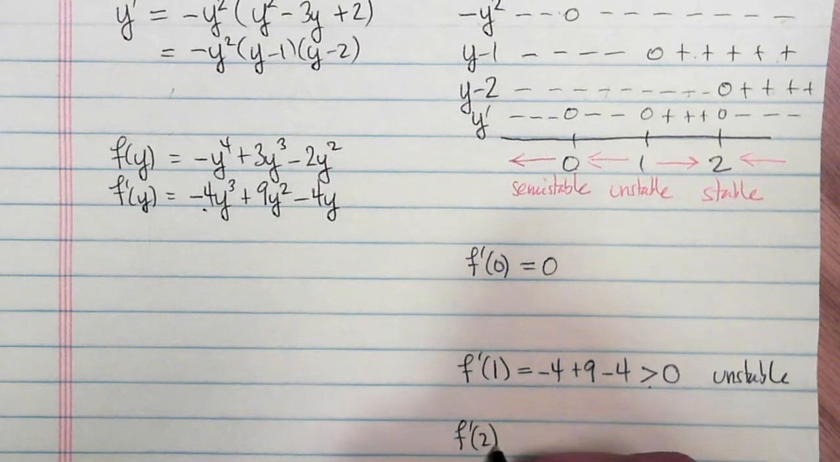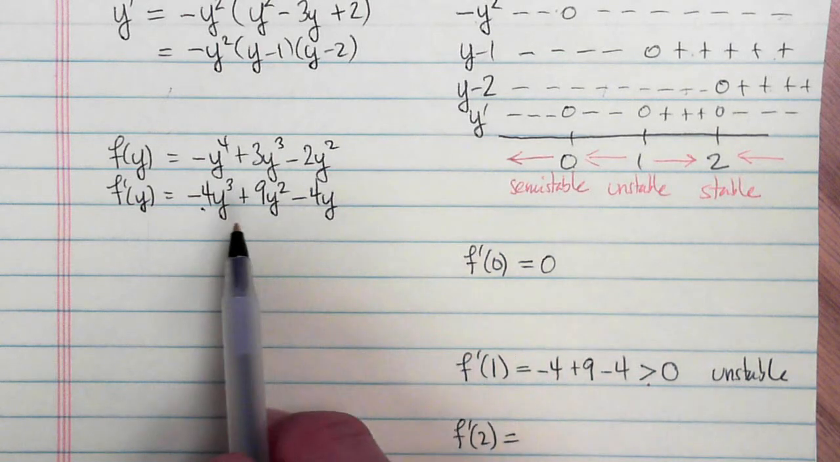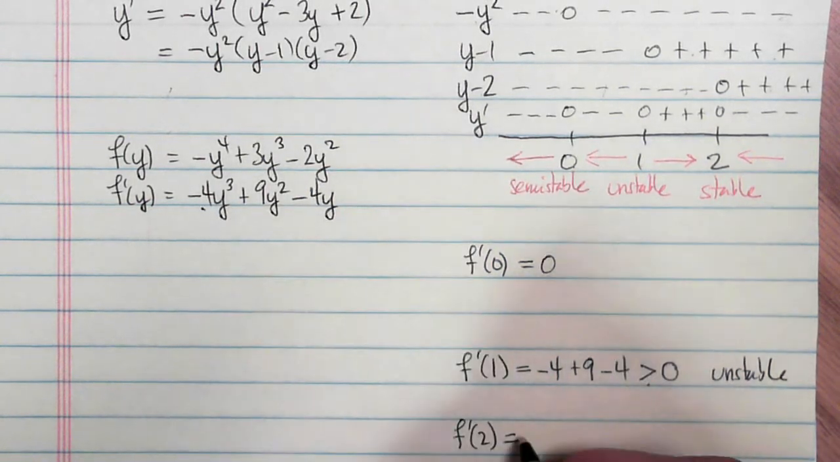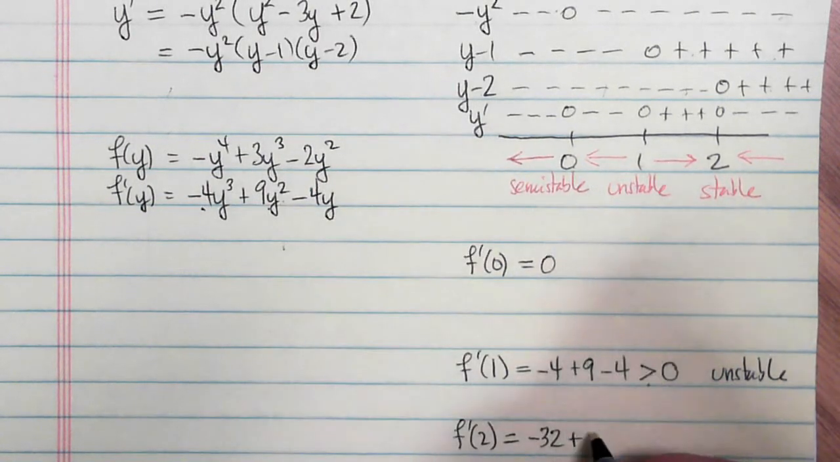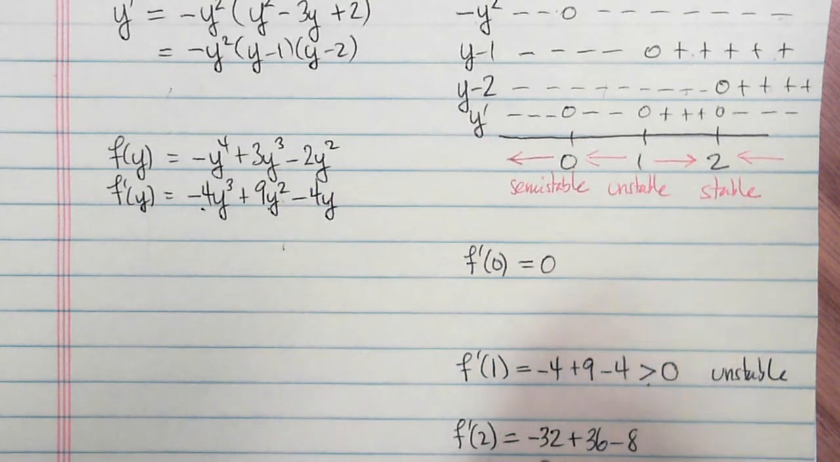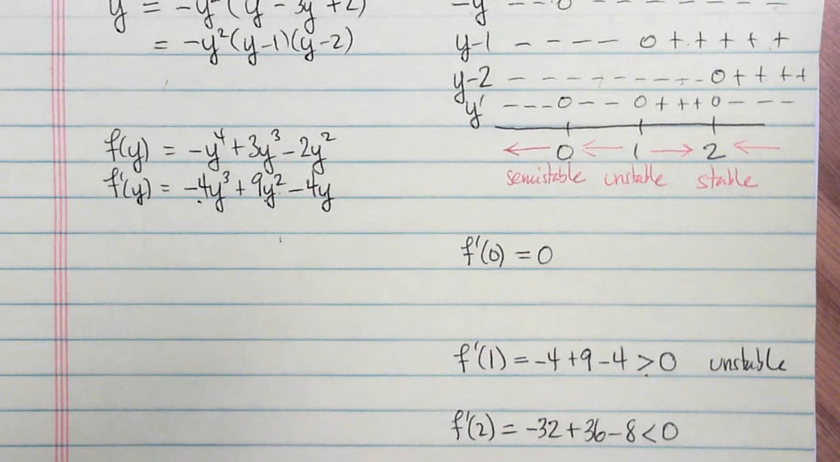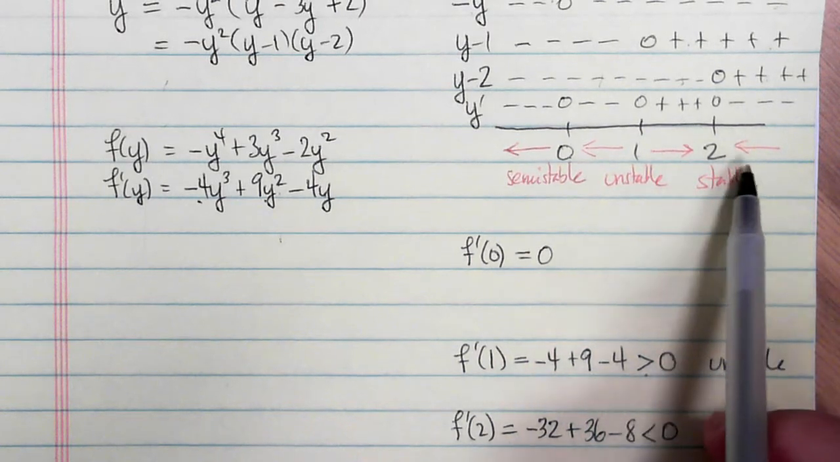Next, if I plug in 2, f prime of 2 is equal to, let's see, plug in 2, I get negative 32. Plug in 2 into this, I get 9 times 4 is 36. Plug in 2 into here, I get 8, so I get negative 4. The value is not important. What's important is that it's negative. So because f prime of 2 is less than 0, this works out to be stable, which we saw here as well.